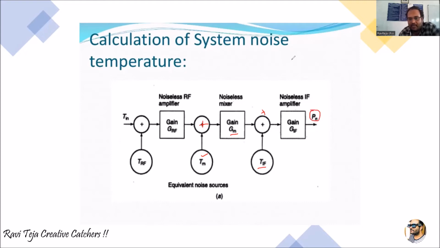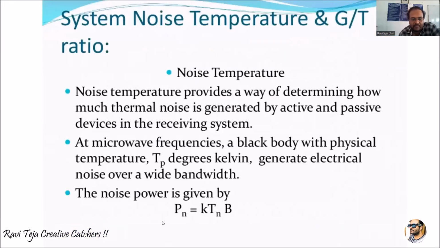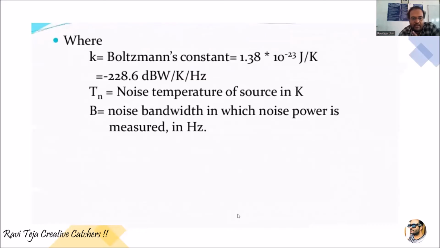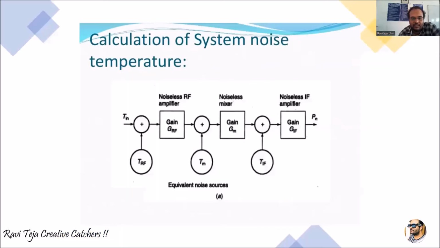Pn, as we have already said, is the noise power. This is how the noise power is calculated: Pn = K Tn B, where K is the Boltzmann's constant, Tn is the noise temperature of the source, and B is the noise bandwidth in which the noise power is measured in hertz. This is how the summation goes with respect to the RF signal, the mixer, and the intermediate frequency. In every step we can produce gain, and the equivalent noise sources are determined in this way.